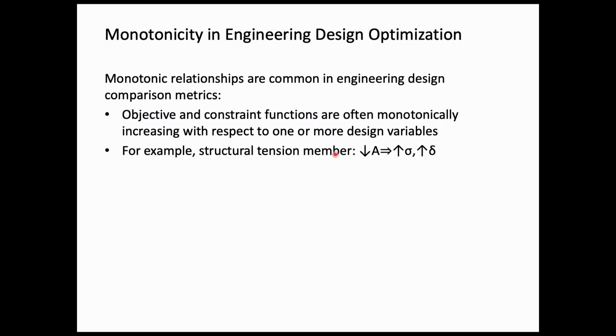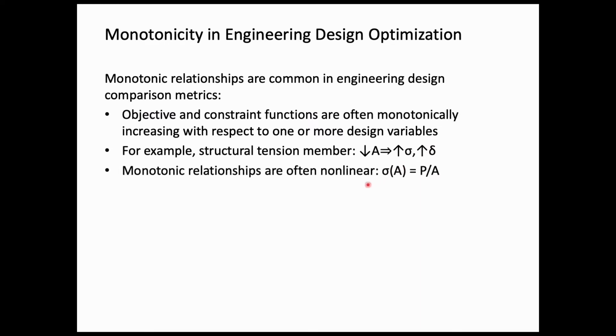Here's one simple example of a monotonic function in engineering design. Suppose we are designing a structural tension member and we are using a very simple formula for axial stress, where axial stress is equal to the axial tensile load divided by the cross-sectional area. If we are designing this member and choosing what the section area should be, if we reduce the section area, that will monotonically increase stress and monotonically increase deflection for a fixed load.